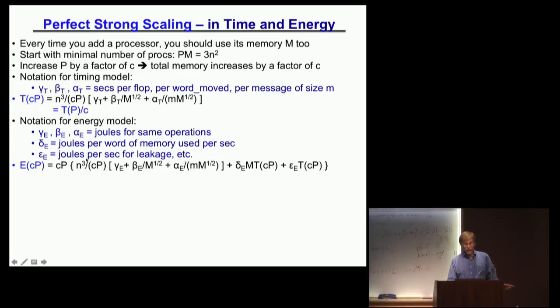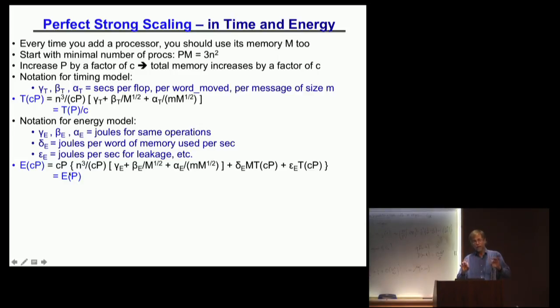So again, I can write down another long, messy formula, which is the energy to do my n by n matrix multiply using C times P processors. All I care is how it scales, and it scales perfectly. It takes no more energy to go C times faster than it does on P processors. So how can that be? So this is why this is true.